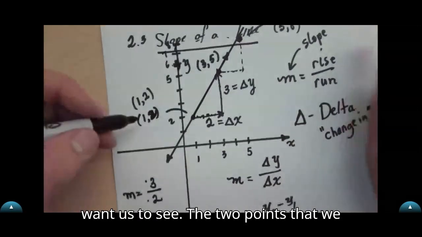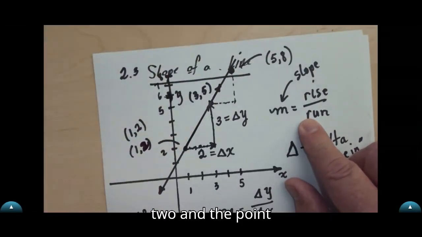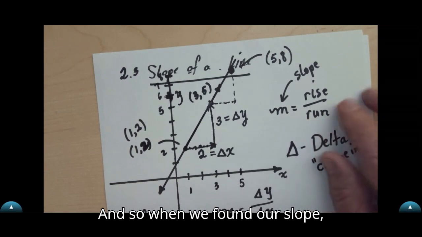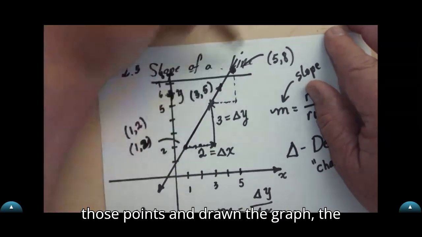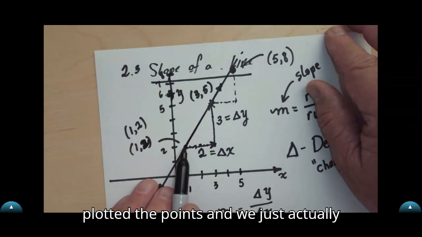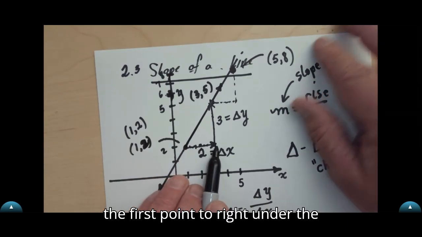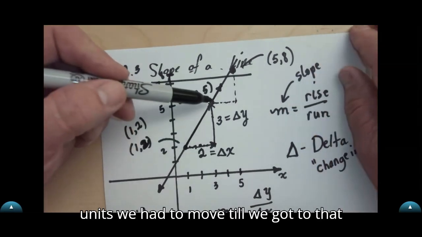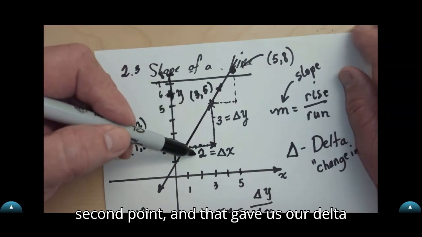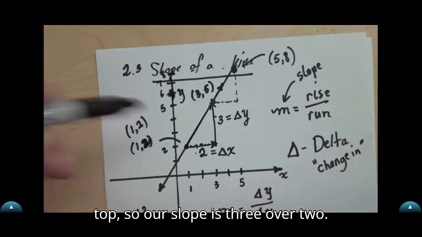But here's what I want us to see. The 2 points that we graphed, the 2 points that went through that line, were the points 1, 2 and the point 3, 5. When we found our slope, we had plotted those points and drawn the line that goes through them, and we just moved horizontally from the first point to right under the second. We counted how many units we moved. Then we counted up how many units we had to move till we got to that second point. That gave us our delta x, which remember goes on bottom, 2, and our delta y, 3, that goes on top. So our slope is 3 over 2.